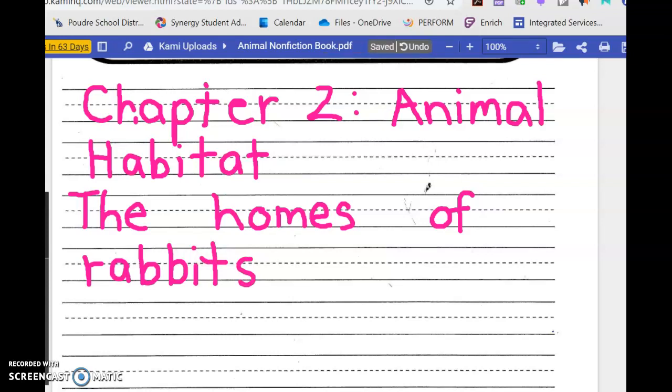The homes of rabbits have many features. Leave a finger space for have, dive down H, magic C-A, slide down, slide up for the V, hit the ball, run around the base for the E. The homes of rabbits have many, leave a finger space for the M, dive down M, magic C-A, dive down N, slide, slide for the Y.